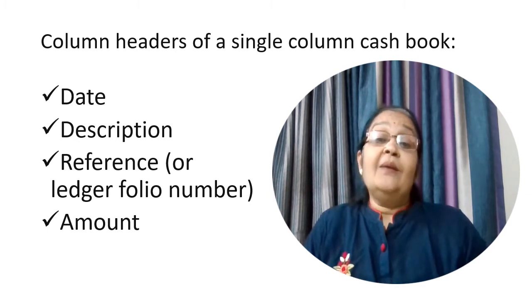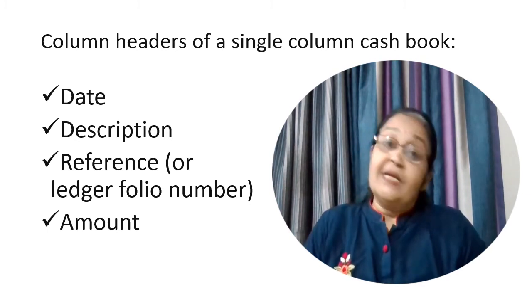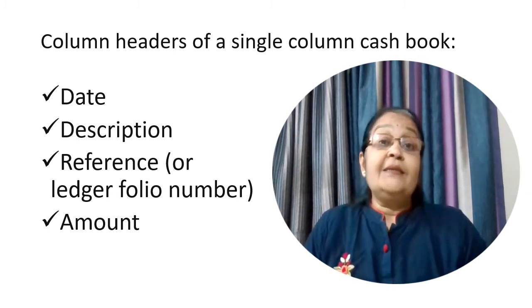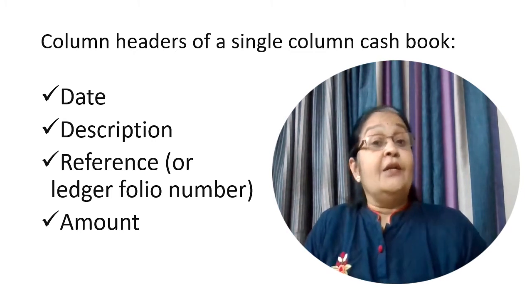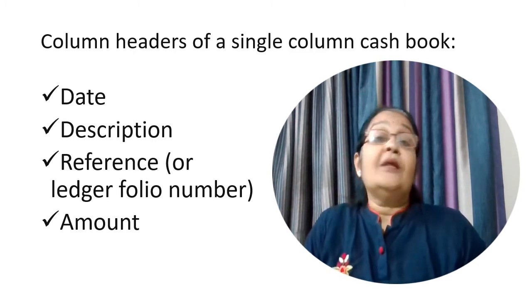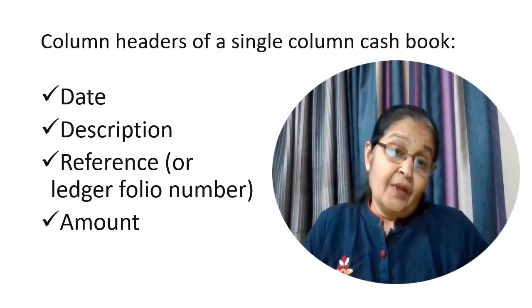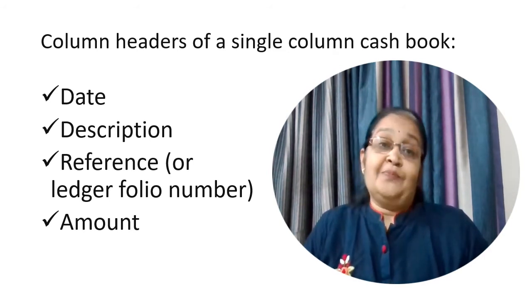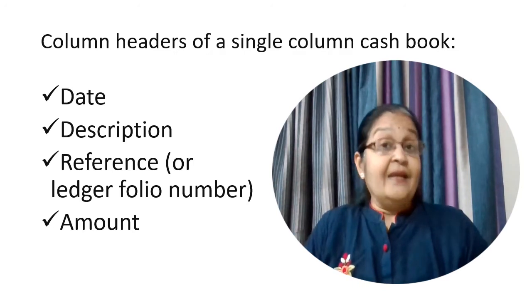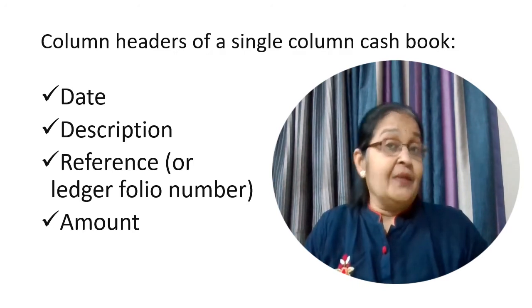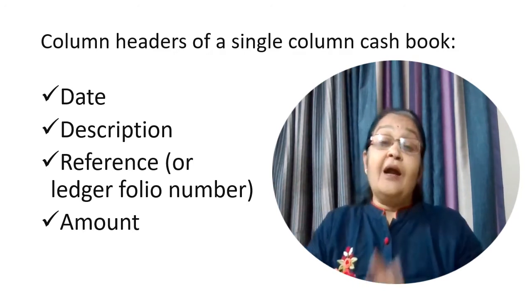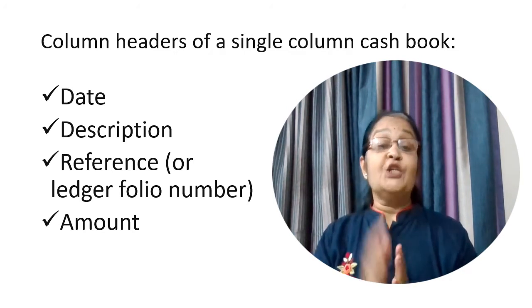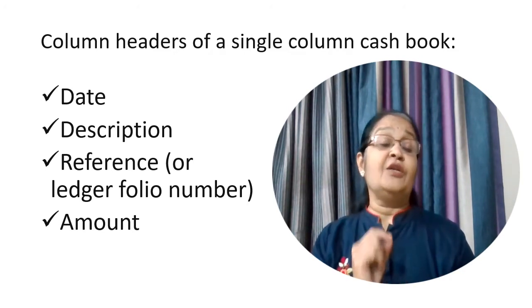The date column is the date of that particular transaction, because the cash book is updated continuously and it will be in chronological order. The chronological order is maintained transaction wise. The second, that is the description or particulars column, is where the accountant may write a short description or narration of the transaction.